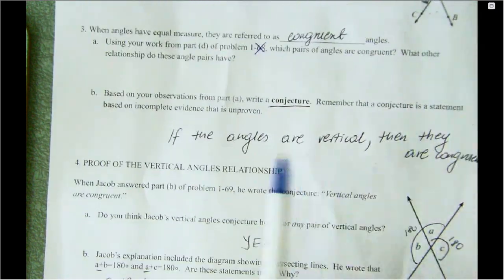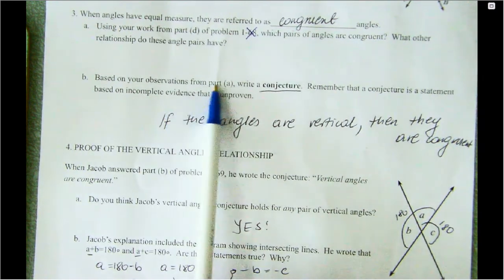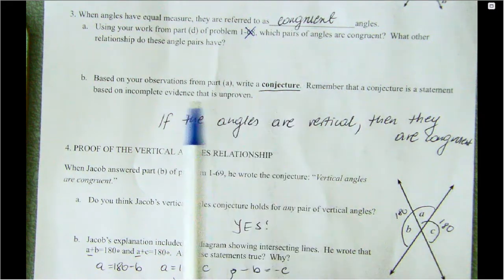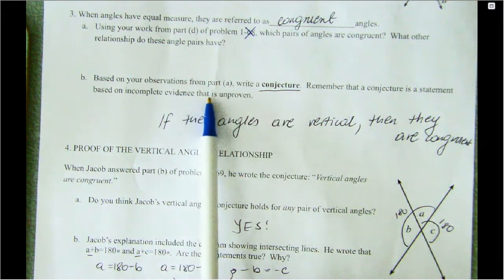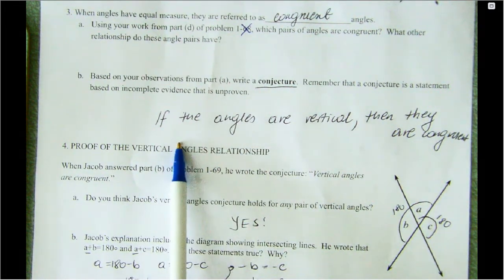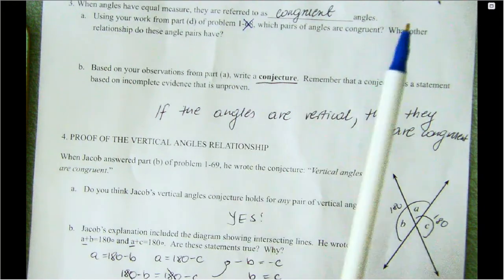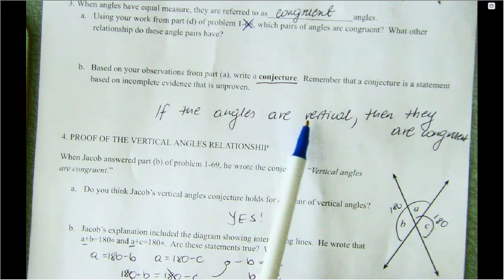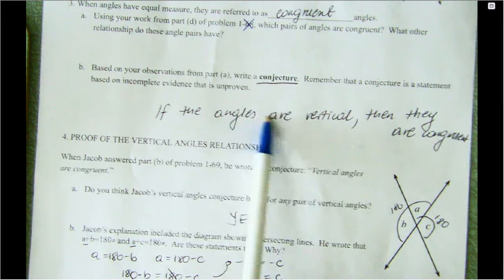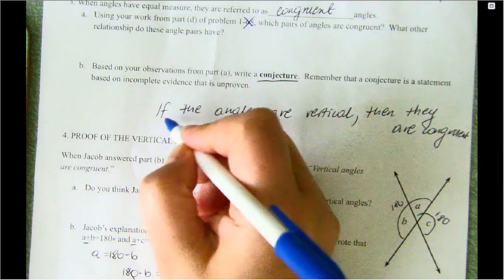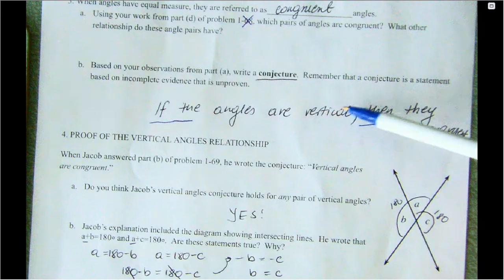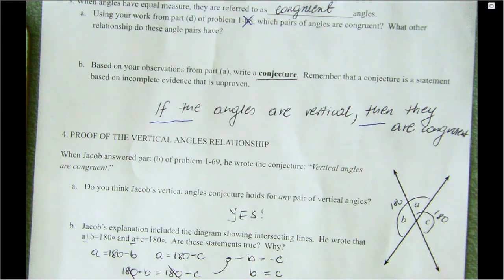But okay, now this one goes a little bit with geometry writing. Conjecture. Conjecture is a statement based on incomplete evidence. So it's not proven yet. So this is something you think is going to happen. So the way we write a conjecture, you can just write if angles are vertical, then they're congruent. This sounds like a statement, but that's your conjecture. So usually you want to write your conjecture as if-then: if angles are vertical, then they are congruent. That would be your conjecture.